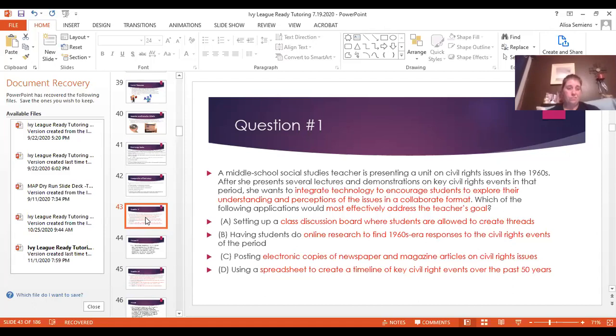Once again, the collaboration piece is not there, so I'm going to move on. D, use a spreadsheet to create a timeline of key civil rights events over the past 50 years. No. If this spreadsheet was one where they used maybe track changes and students could comment on each other's work, then a spreadsheet might make more sense. But since that's not it, it would be A, setting up a class discussion board, because they're able to collaborate.